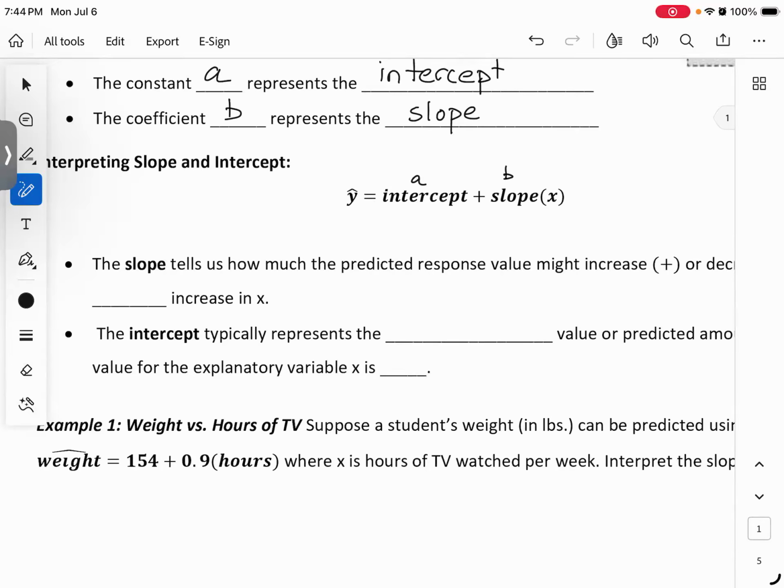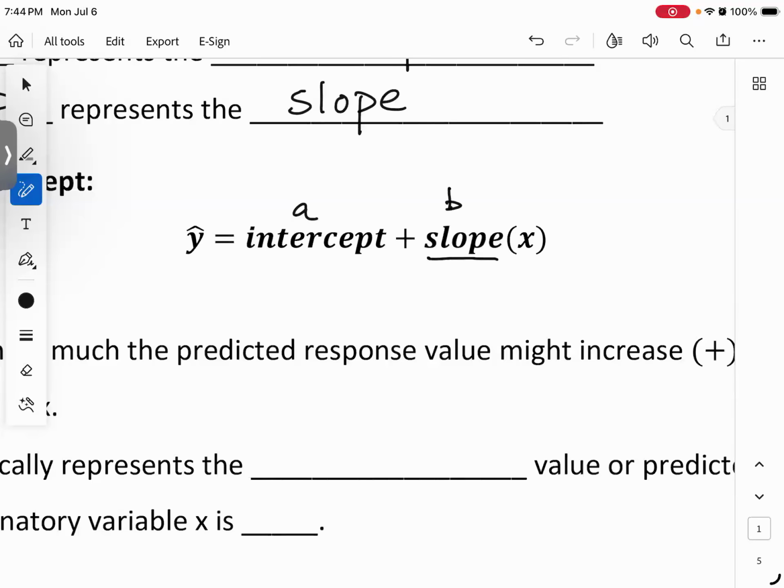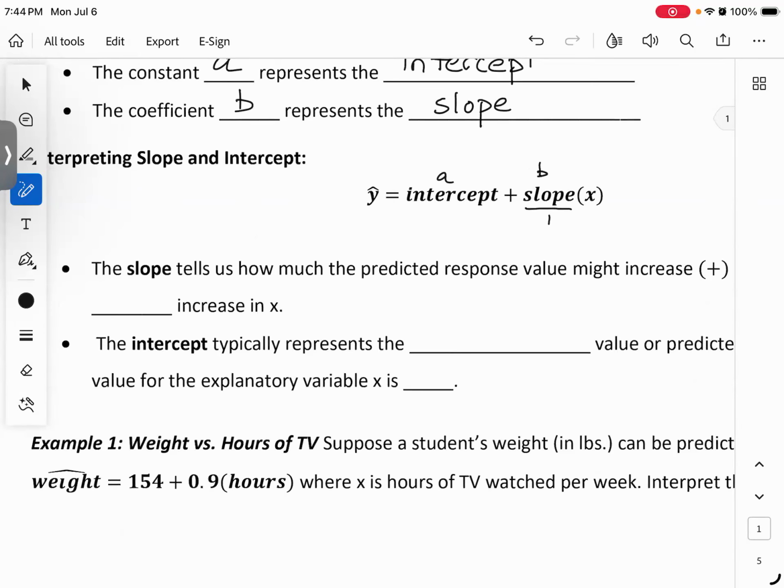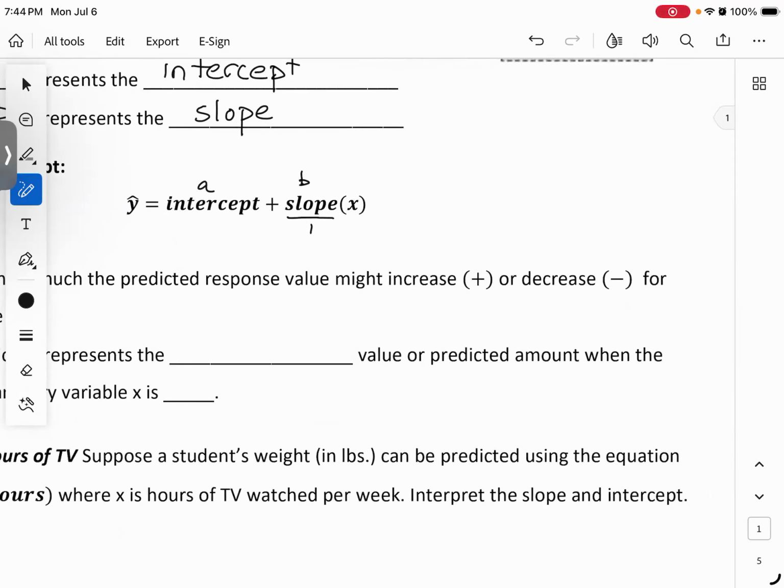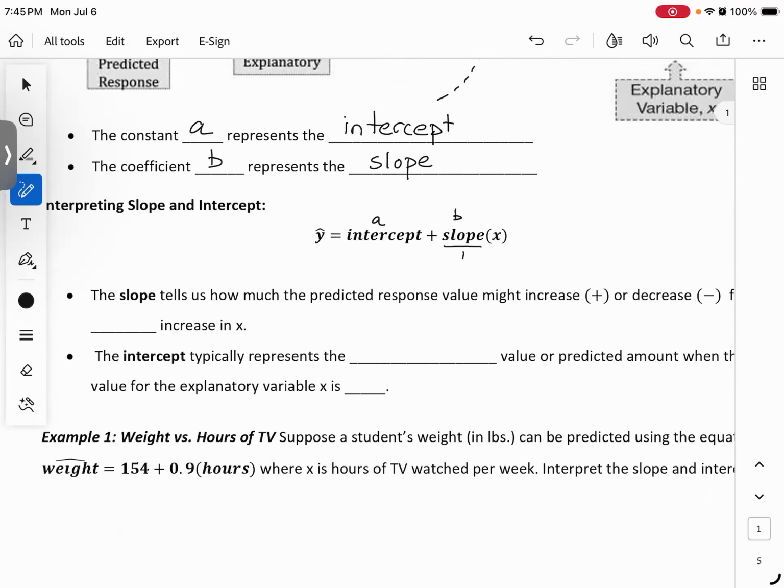First of all, the slope describes that every time your x value increases by 1, there's going to be some sort of change to the response value. In some studies, the slope might be positive, and in some it might be negative. So sometimes we'll say things are increasing, and if it's a negative slope, we'll say things are decreasing. But it's always for this much, for each time that x increases by 1.